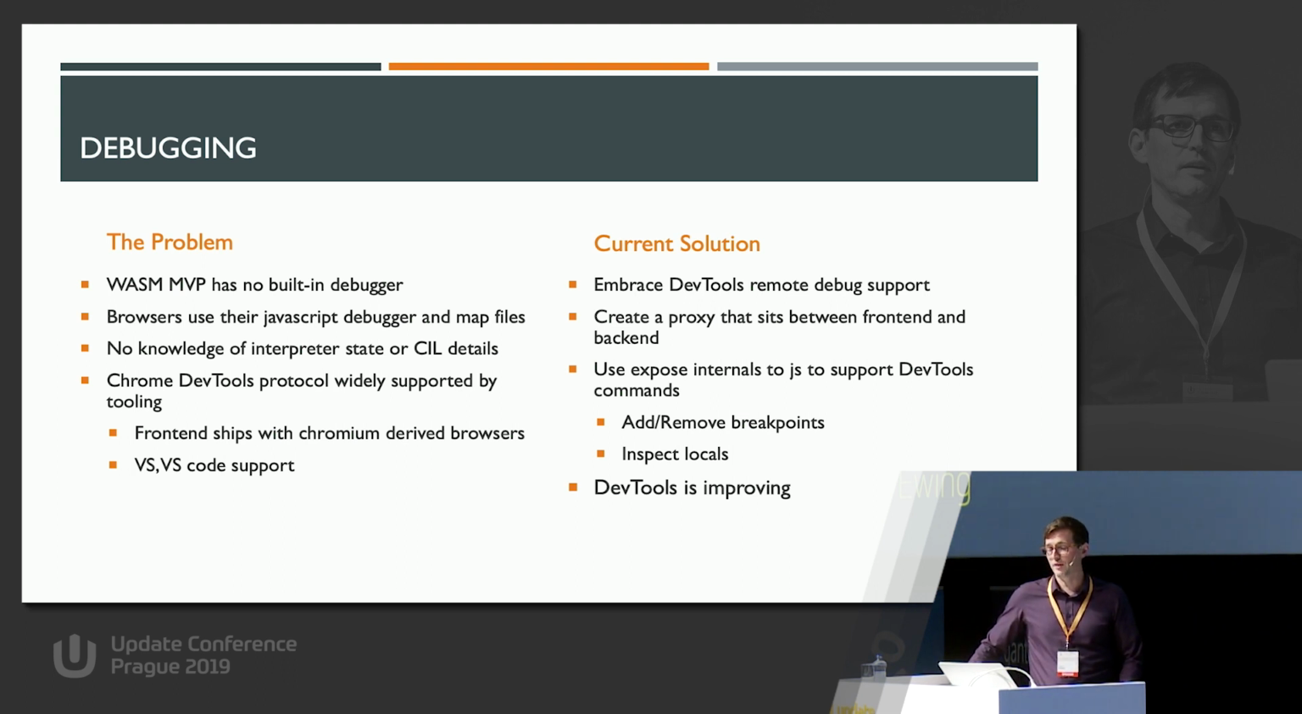When you're debugging JavaScript, browsers all implement some sort of JavaScript debugger. And because a lot of languages these days compile to JavaScript, there's also the idea of a map file, which translates locations in the JavaScript back into locations in the source, so for things like TypeScript or any of the others. So we can take advantage of that as well.